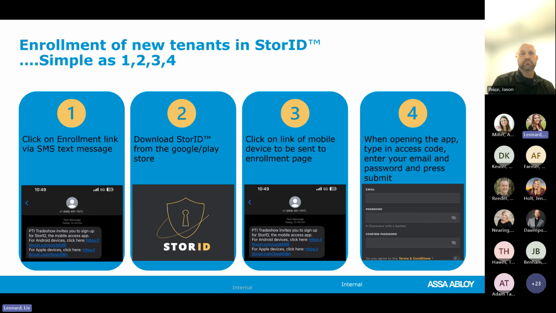Yeah, thanks, Logan. Enrollment of new tenants in StorID is a lot simpler than you think. The first step is to have the SMS from your storage facility send the tenant the enrollment link. The enrollment link essentially says something like, if you're an Apple user, click this link. If you're an Android user, click this link. Once you click the link, it'll direct you to the App Store or Play Store, depending on your device type. Then you go back to that same text message, click the link again, and you'll be directed to the enrollment page of StorID. When opening the app, it'll ask you for your access code, your email, and your password. The last thing to do is press submit, and you're in.